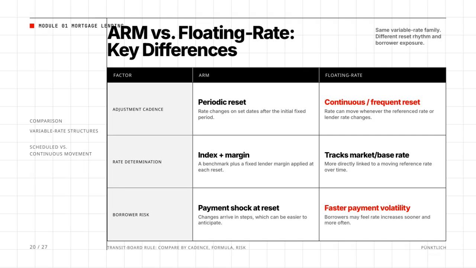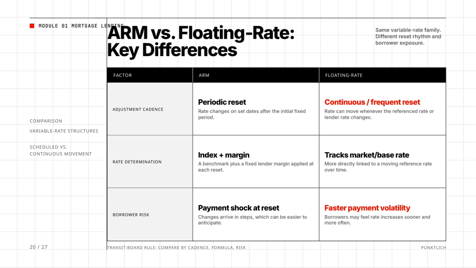Here we're looking at the comparison between adjustable rate mortgages, or ARMs, and floating rate loans. Both fall under the broad category of variable rate structures, but they have some key differences that affect how borrowers experience changes in their interest rates.